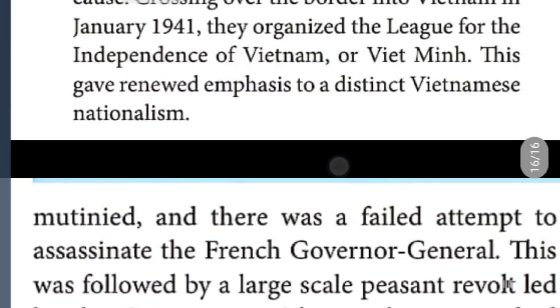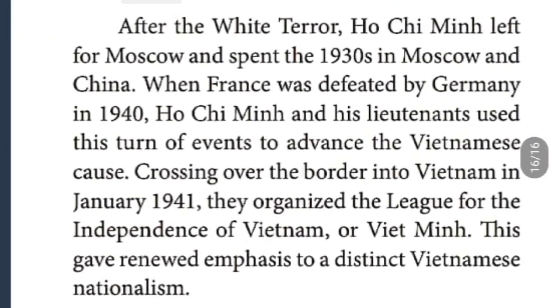So this much only. The next, what is given after the White Terror? Yes, Ho Chi Minh, just before I showed another photo, this person, he left to Moscow. Moscow, where is it? Russia. He spent the 1930s in Moscow and China.